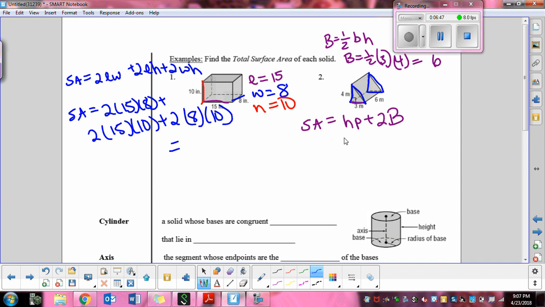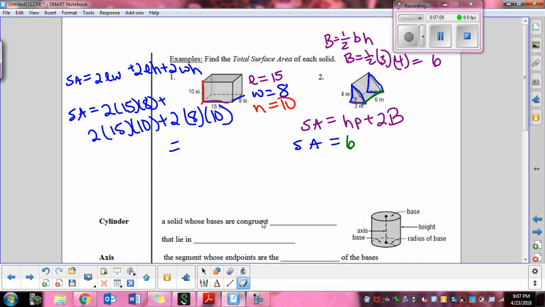So I'm going to plug it in. My surface area equals, the height is going to be the distance between the two bases, which we said is the line that connects them. So that's 6. My perimeter is going to be, we're going to add up the numbers on the outside.